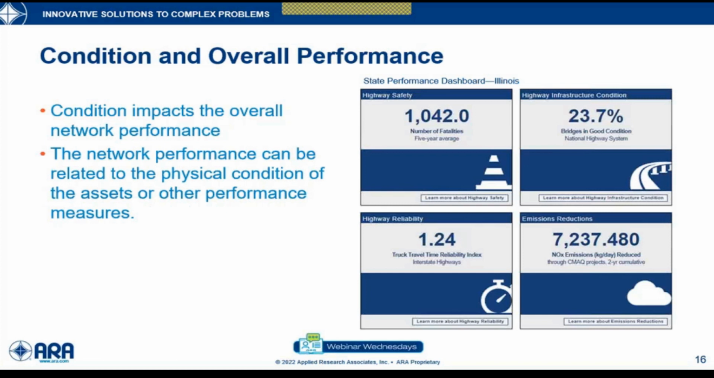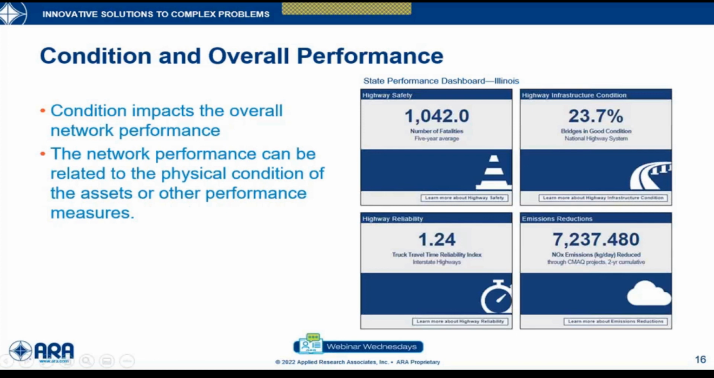Another aspect also of the network performance is to look at the impact of condition at the network level on the overall network performance. So these are two separate things. The previous slide, we were talking about the physical condition of the assets collectively. But now we're talking about the impact of these assets on the ultimate goal of the network. For example, safety, reliability of the network, and other aspects related to missions, for example.